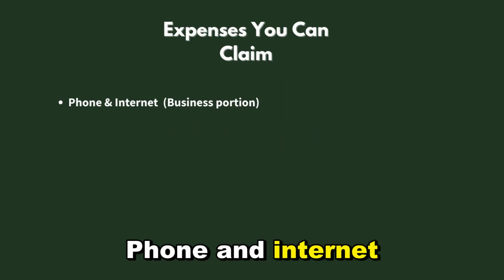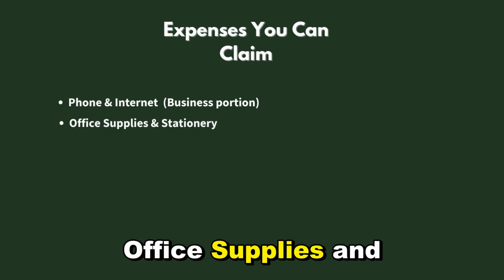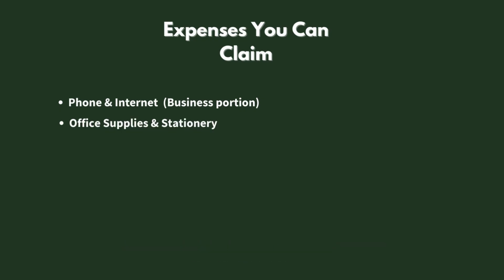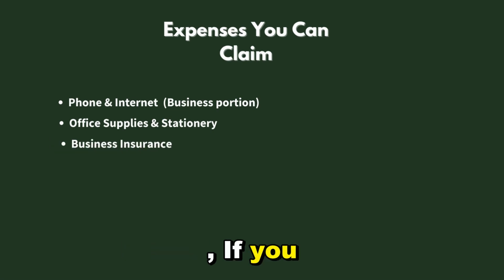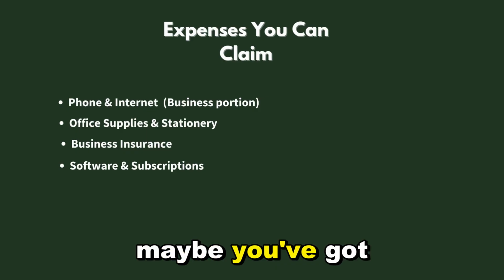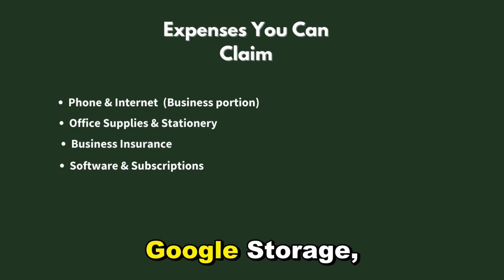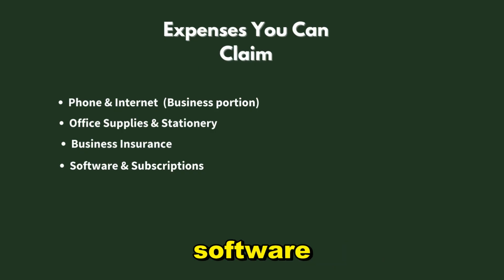Phone and internet, the business portion only. Office supplies and stationery. Business insurance. So for example, if you require public liability, professional indemnity, all those are allowed. Software and subscriptions. So if you use them for your business, maybe you've got like Canva or you've got Google storage, subscriptions and software are allowable expenses.